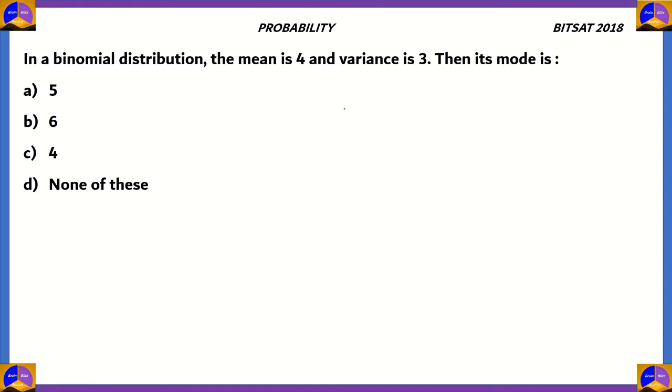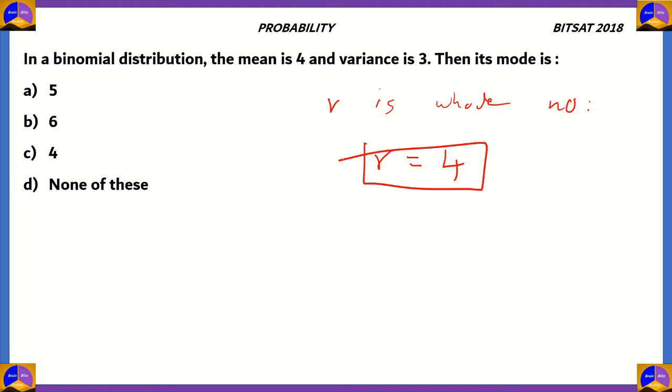So we need to find the mode. Now, r, the mode, is always a whole number. So that means the value of r must be a whole number that is between 3.25 and 4.25. The only whole number there is 4, so therefore option C, 4, is the correct answer.